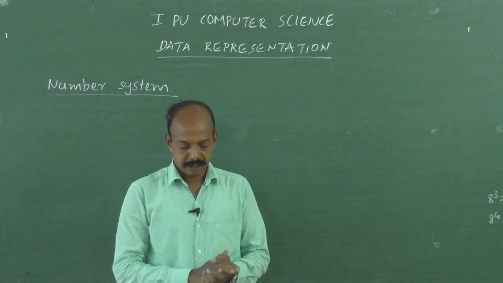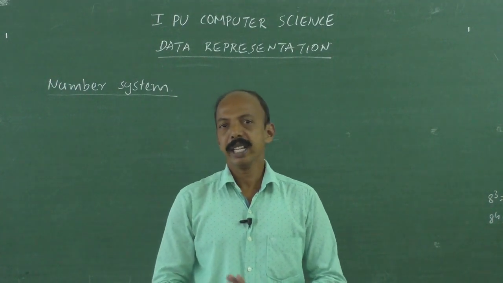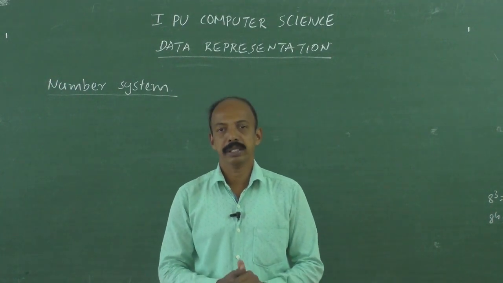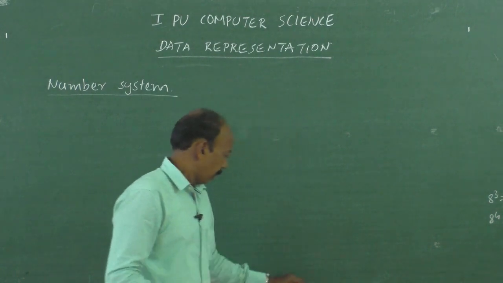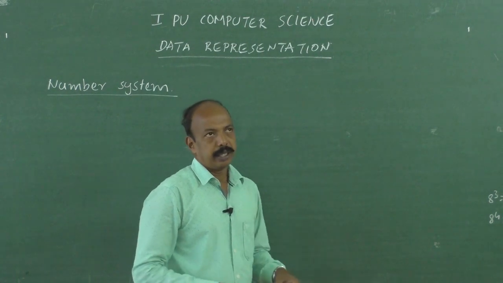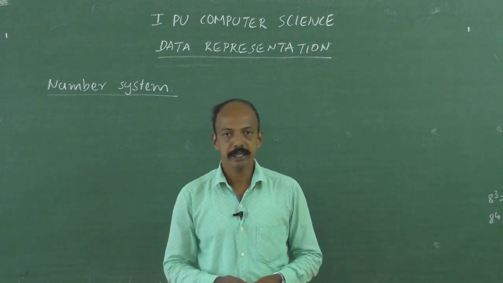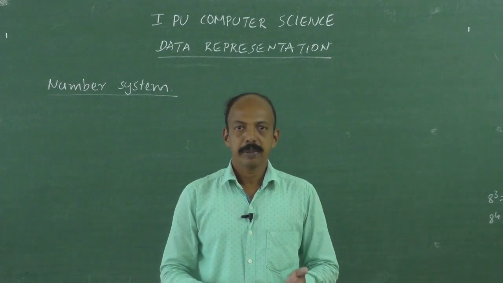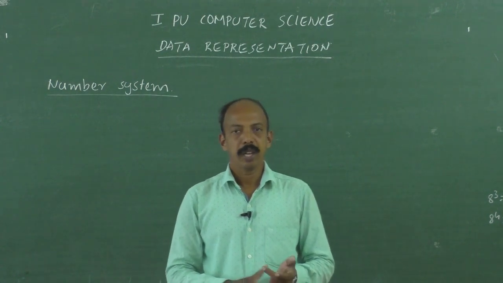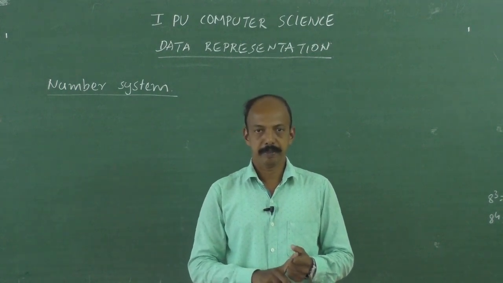Welcome to the computer science class. That's data representation. In the last class, we have seen about the number systems. Just let us try to recall. In number systems, we have seen different types. We are familiar with the decimal number system. We have seen the binary number system, octal number system, and hexadecimal number system.